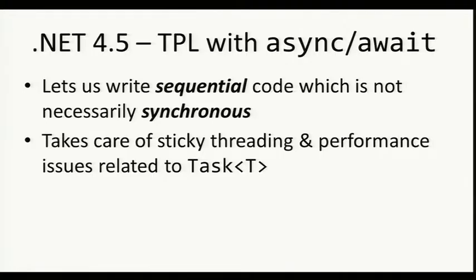4.5 took the TPL and added async and await keywords that allow you to write code that looks like it's synchronous. Right? It writes top down in a sequential manner like you're used to writing, but it's not actually synchronous. The await keyword lets you sort of interrupt the synchronous nature of the method while still writing sequential code. And we'll see some examples of this today because this is sort of the primary way that we encourage people now to write async code in .NET.